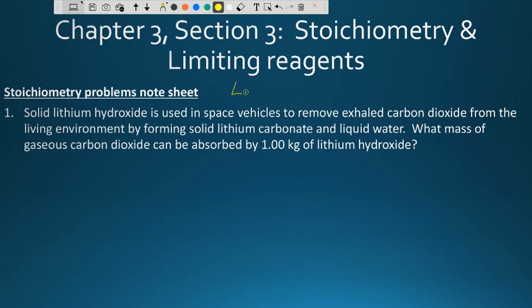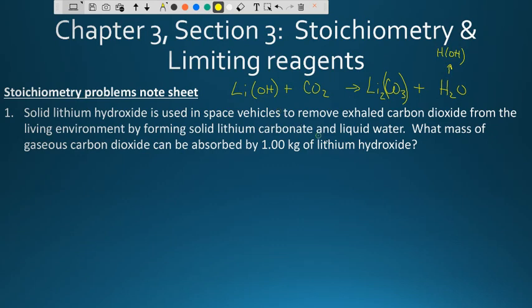So lithium is a +1 element, hydroxide is a -1. I see that we're going to be removing carbon dioxide, and I'm going to be forming lithium carbonate. Carbonate is CO3 with a -2 charge, so lithium is still a +1, and I'm going to get liquid water. Now, that's just sketching out what I've got, but I need to balance. I can sometimes balance water easier by thinking of water as HOH.